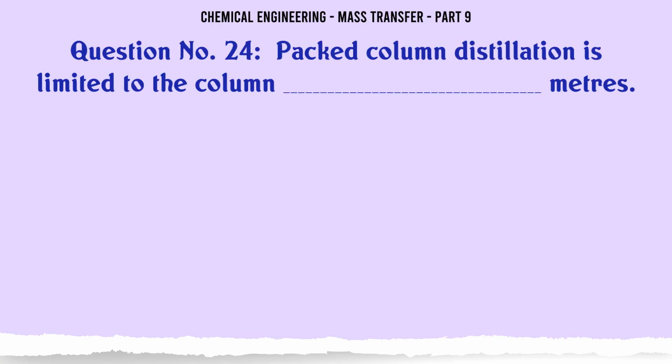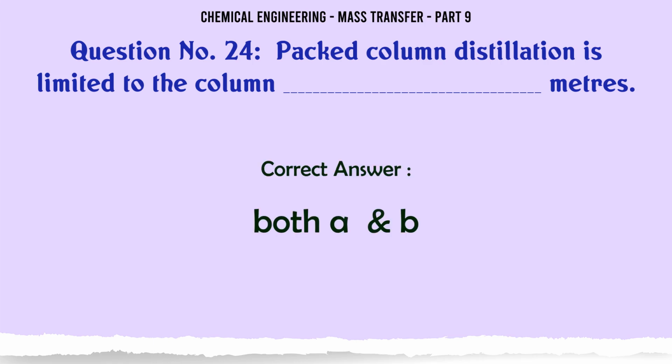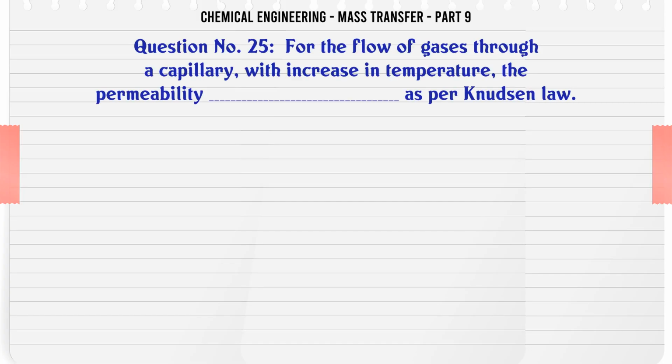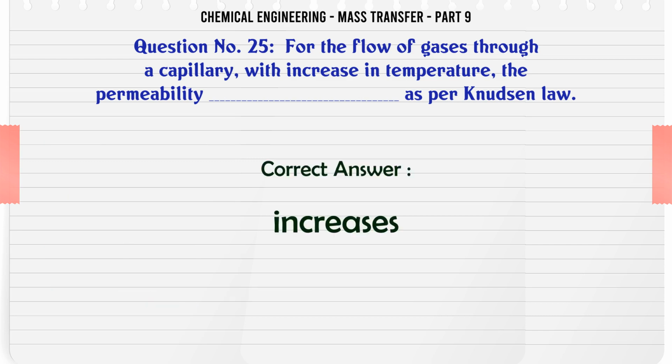Packed column distillation is limited to the column in meters. A. Height 6, B. Diameter 0.6, C. Both A and B, D. Neither A nor B. The correct answer is both A and B. For the flow of gases through a capillary with increase in temperature, the permeability as per Knudsen's law: A. increases, B. decreases, C. remains same, D. either A or B depending on the gas. The correct answer is increases.